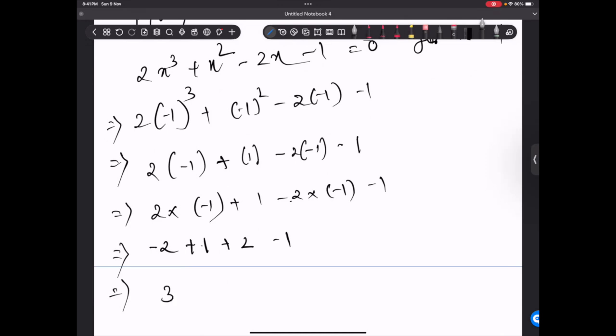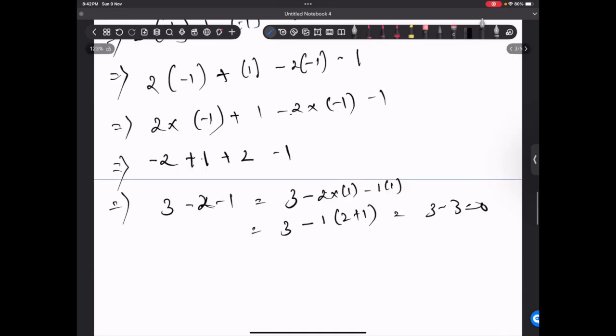Then minus 2 minus 1 equals 3 minus 3, taking minus and 1 common it becomes 2 plus 1. Now this becomes 3 minus 3 equal to 0. See, I don't have to write these steps, but I'm doing it for the understanding of people who generally feel difficulty in understanding the negative and the positive values.